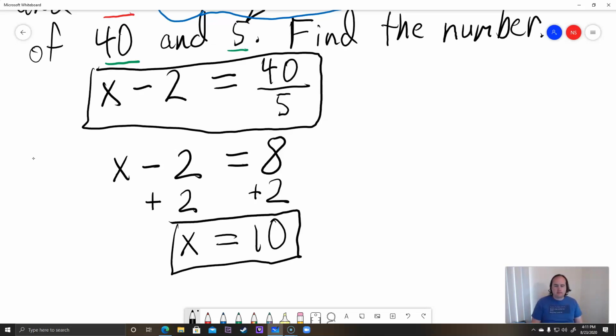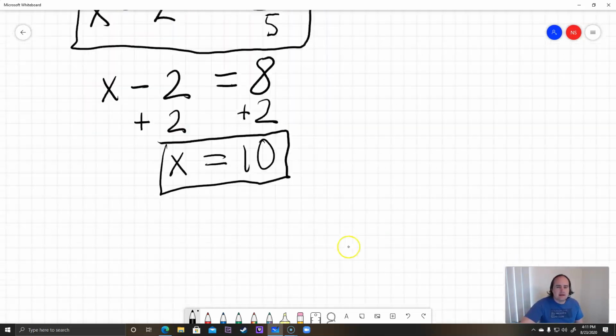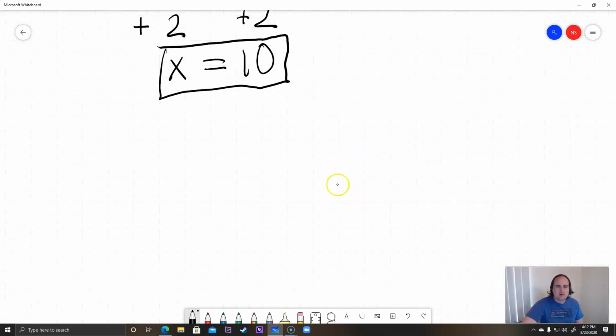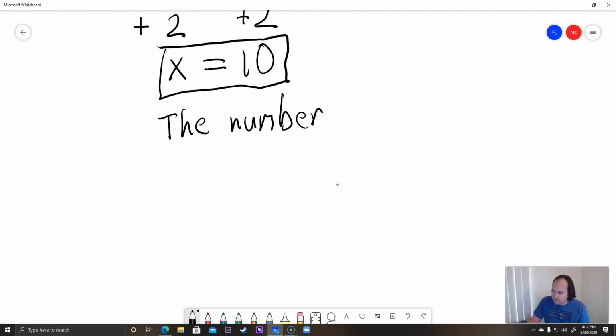Okay? And on your homework, they might not always write x equals 10. In fact, since it's in words, they might say, instead of x equals 10, they'll say, the number is 10. That's how you can say it, to write it as a sentence.